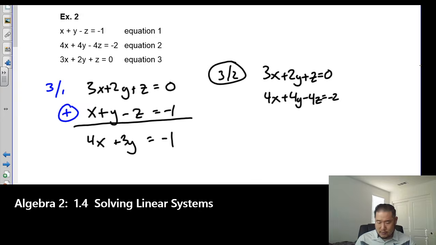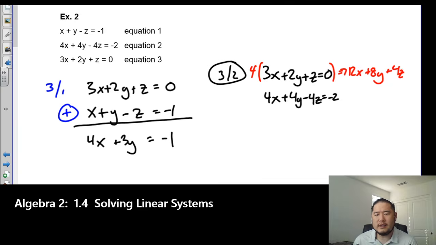We have to have right here, once again, our LCM, lowest common multiple. And so if I look right here, there's a coefficient of 1 and 4. That means hopefully the LCM of 1 and 4 is 4. So I'm going to take this equation, multiply it by 4, every single part. So 4 times 3x, that gets us 12x. 4 times 2y is plus 8y. And I got plus 4z is equal to 0.